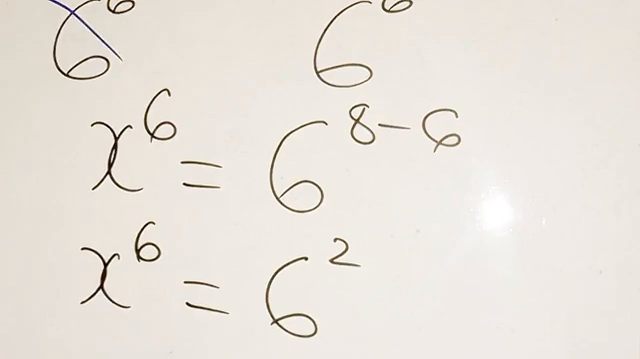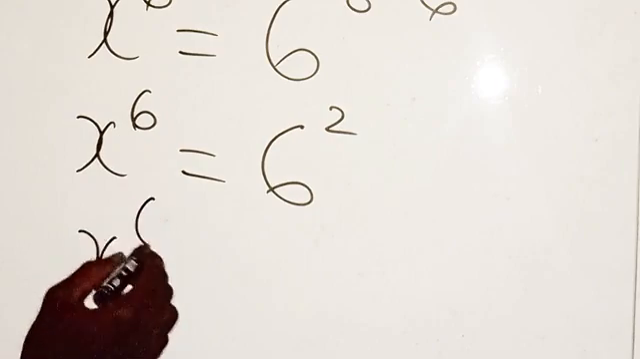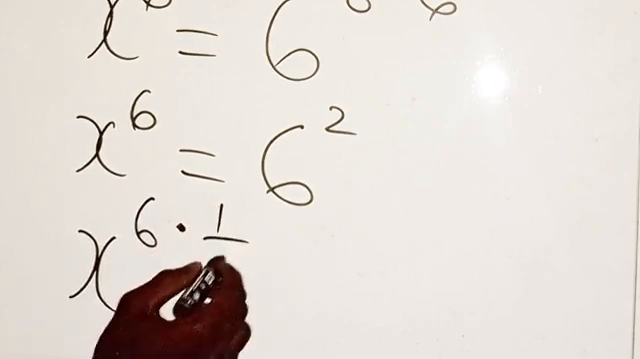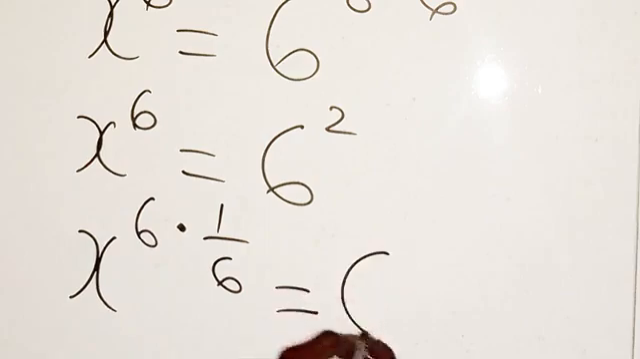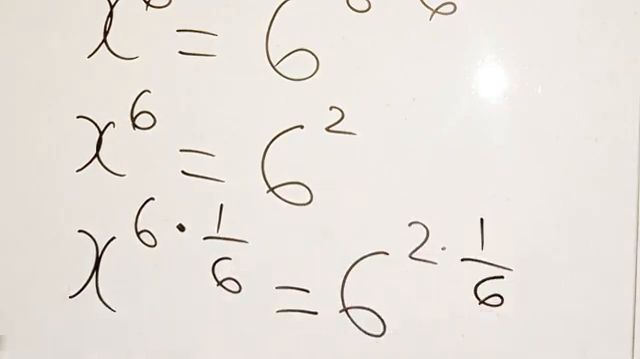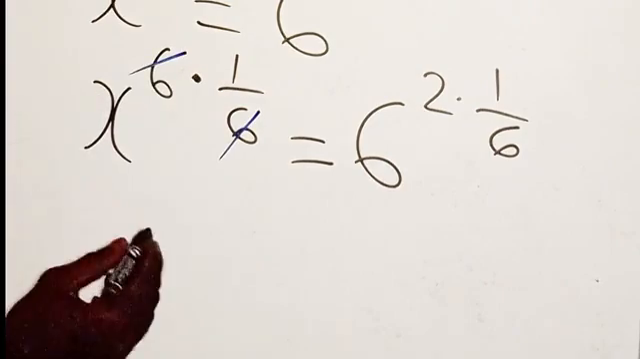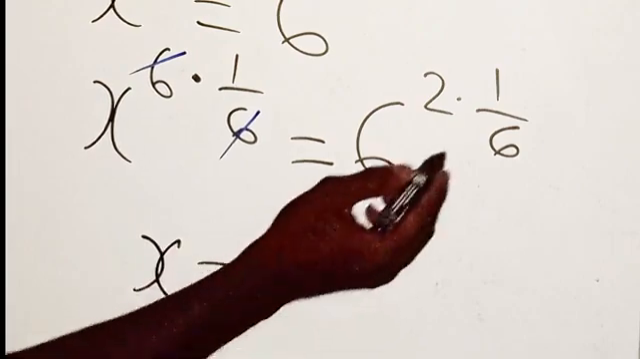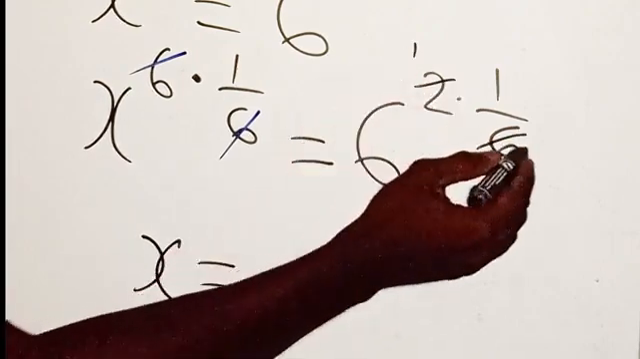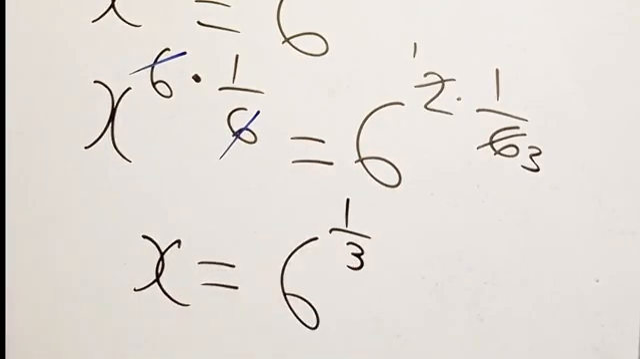So now the next thing we're going to do is multiply both sides by 1 over 6. If I multiply this power 6 by 1 over 6, it equals 1. So you can see that this cancels this. Okay, then we are going to be left with x equals 2 to the power of 1 over 6, which is 2^(1/6)... Now from here, 6^(1/3).